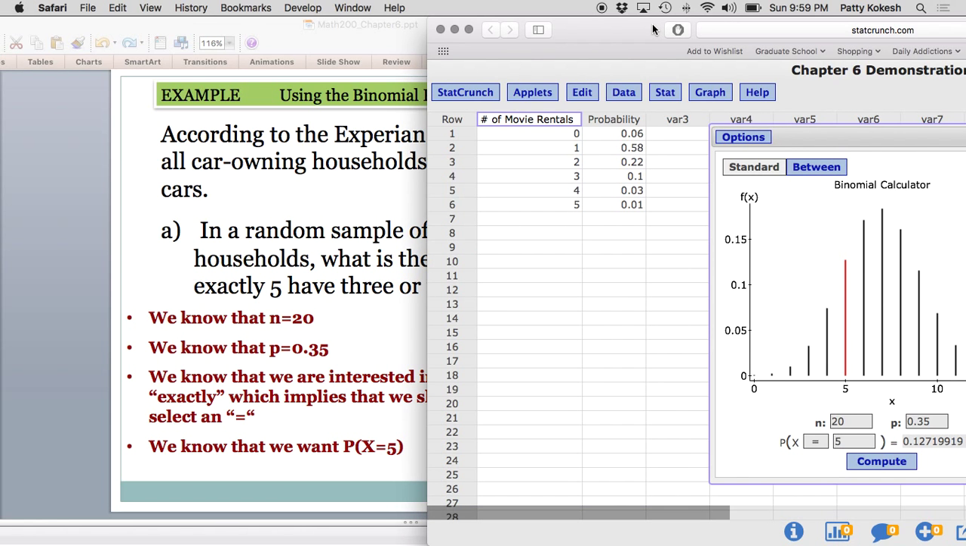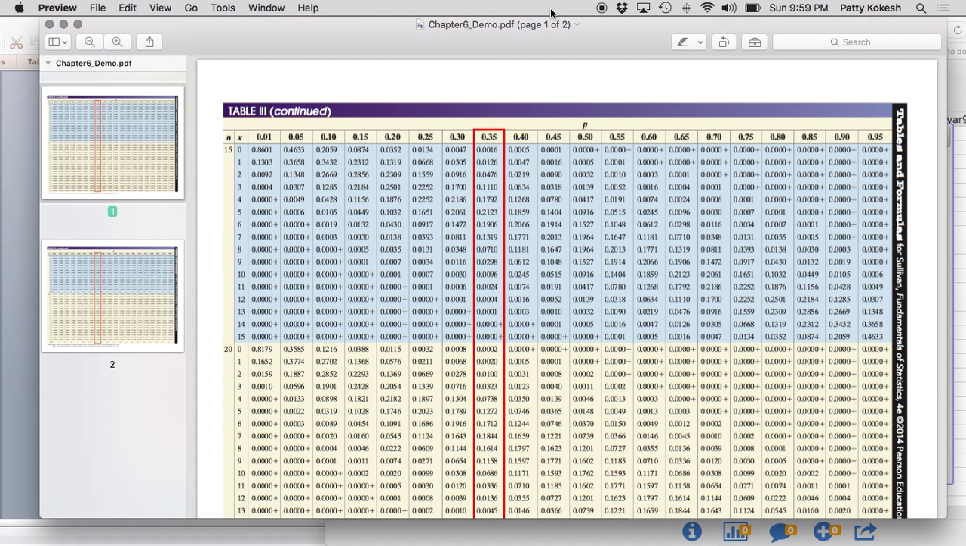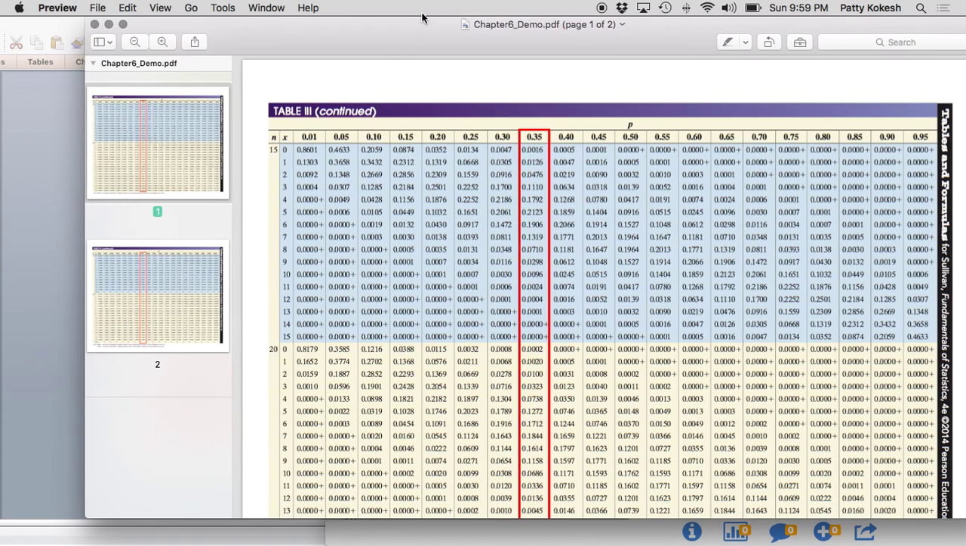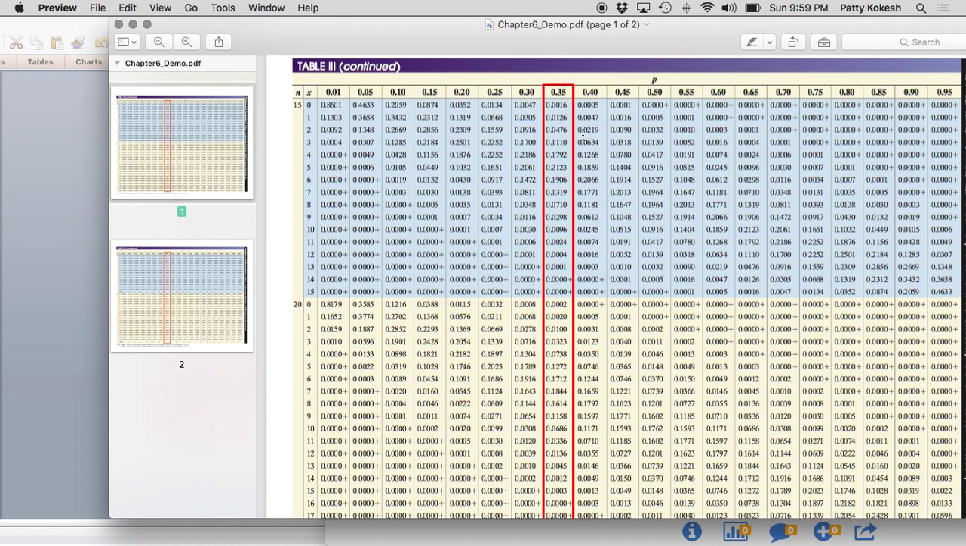Now, this is pretty easy to do this way. It's also not very hard to do by looking at our tables. So I'm going to go over to some tables that I've pulled up here, and this is actually table 3. If we take a look at this, I've outlined in red the probability that we're looking at, just so it's not so much to digest.